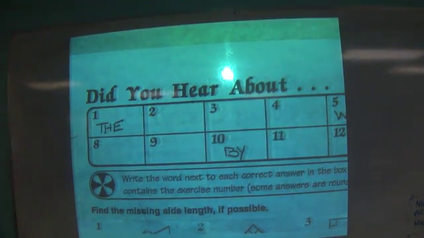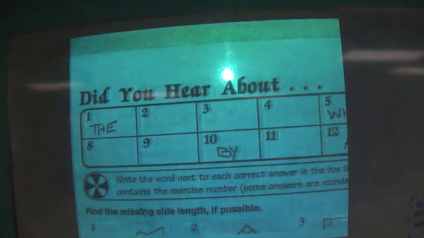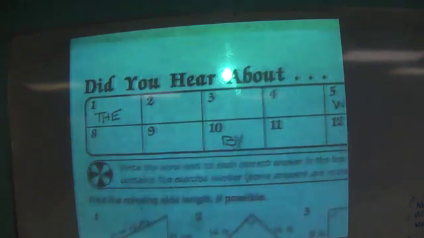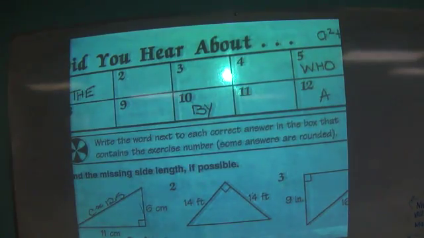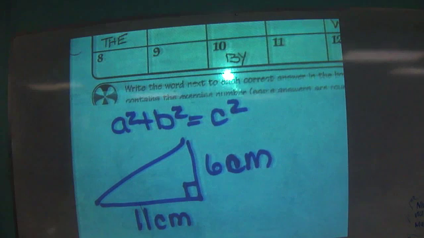Okay, again, we're doing Pythagoras. The formula is a squared plus b squared equals c squared. Okay, on the first one, they've given us a right triangle. 6 centimeters is on this side. 11 centimeters is on this side. So we have A and B.